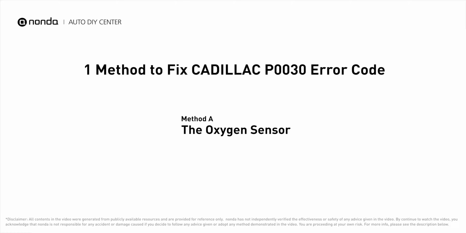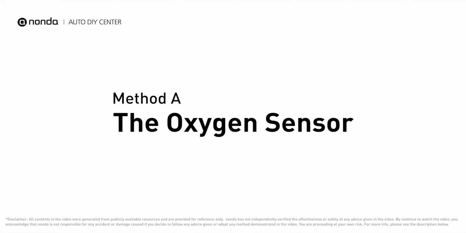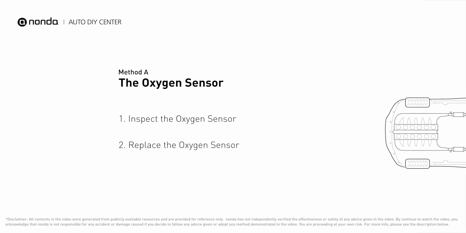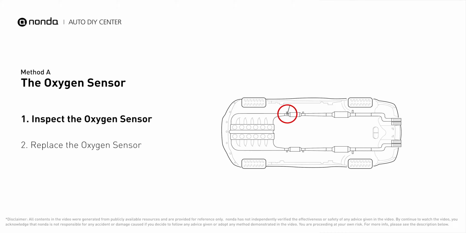Here are one of the most practical solutions to fix Cadillac's P0030 error code. Method A, the oxygen sensor. This oxygen sensor is located right before the catalytic converter. Bank 1 is on the side with the cylinder number 1. Sensor number 1 is usually the one in the exhaust manifold.